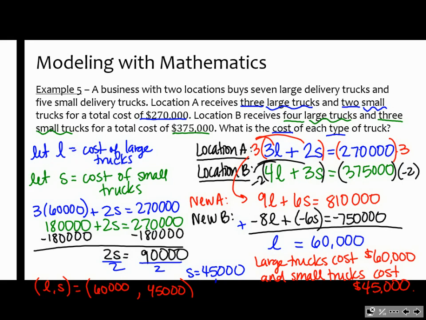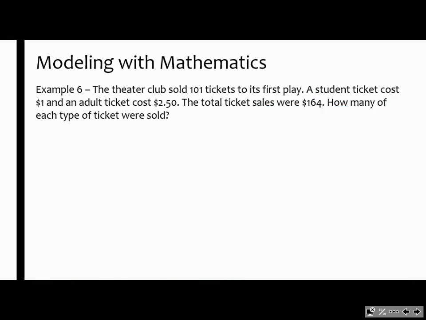All right, students, if you need to, you can pause and go back, or you can use the speed up tool, whatever it is. But let me know if you have questions on that one. Let's finish. Example 6, the theater club sold 101 tickets to its first play. The student ticket cost $1 and an adult ticket cost $2.50. The total ticket sales were $164. How many of each type of ticket were sold?